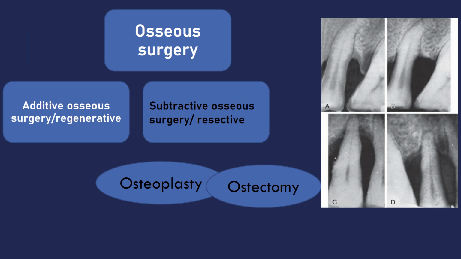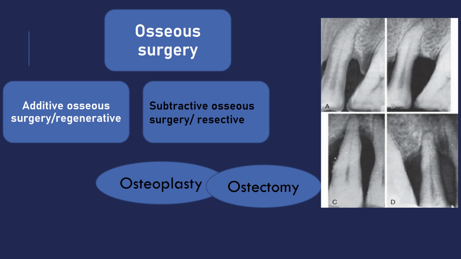It is designed to restore the form of pre-existing alveolar bone to the level present at the time of surgery or slightly more apical to it. So we are just reshaping the bone to a favorable form for periodontal maintenance. This can be of two types: osteoplasty and ostectomy. These are the two procedures, osteoplasty and ostectomy.